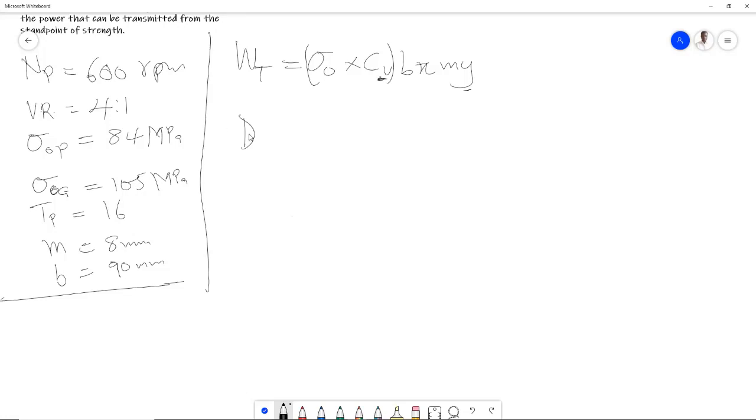So we need to determine the D, which is the pitch circle diameter for the pinion. We know the pinion number of teeth and then the module. So we have M times TP equal to the pitch circle diameter for the pinion: 8 times 16. And that will give us what? If you calculate that, what do you get?